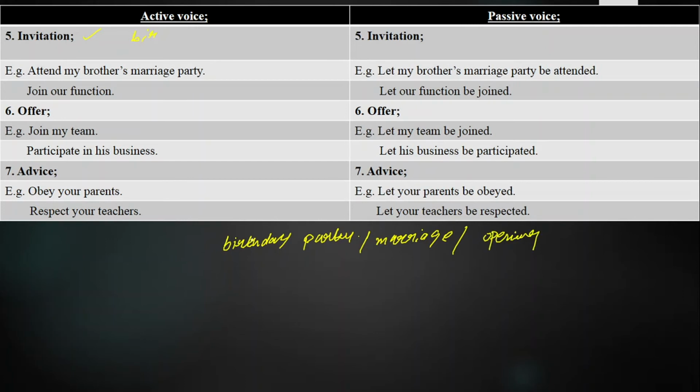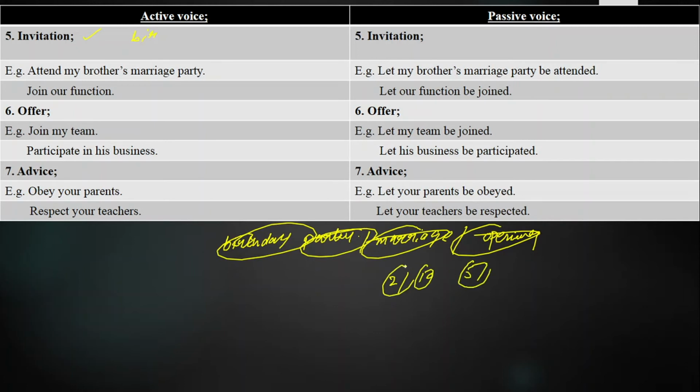Clear? So in these all short, the moment which is quite short, which can be of 2 hours, it may be of 10 hours, it may be of 5 hours, whatever, but that is not more than a day. That is known as invitation. Attend my brother's marriage party. This is what as you attended, enjoy the party, then you will leave it. And in the same way, join our function. So function can be of 10 to 12 hours, 10 hours, 8 hours, whatever, but that is too short period of time. For that you'll be using invitation.